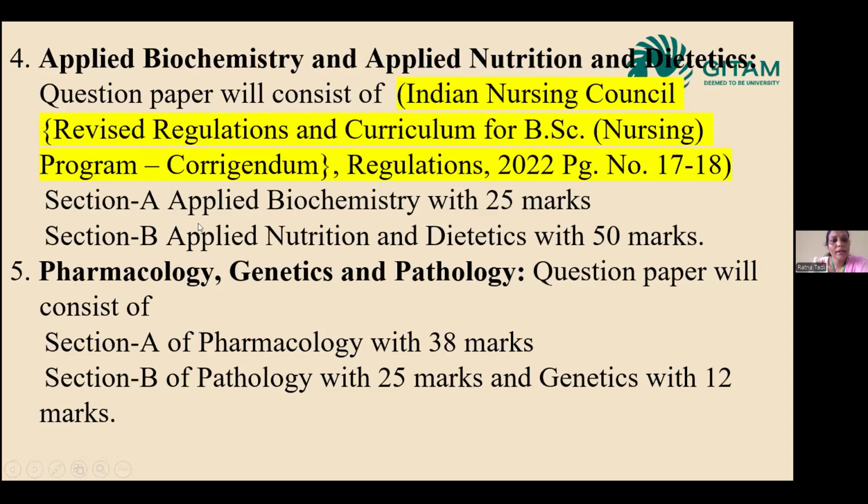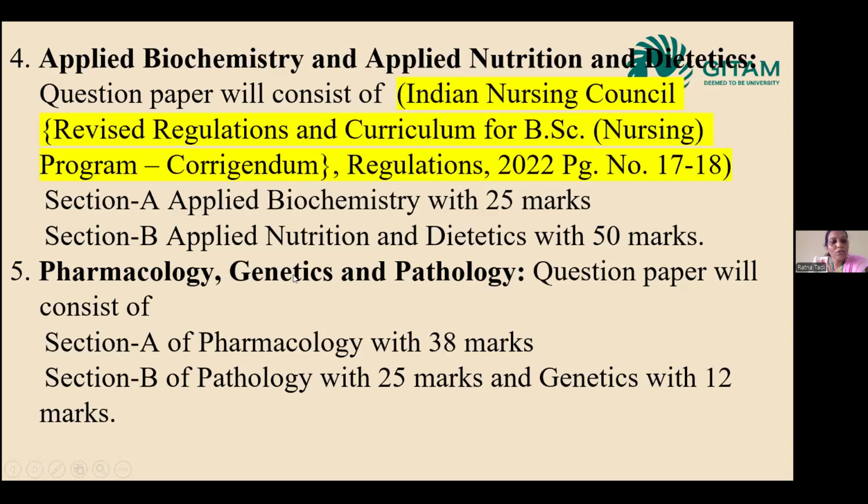Then fourth, I highlighted the syllabus from 2022 because according to INC they have given slight changes. Actually, they just shuffled the names from here to there. In the previous syllabus, nutrition was part A, but now they made biochemistry part A. So part A is applied biochemistry with 25 marks, and section B is applied nutrition and dietetics with 50 marks. So we don't have to stick with only one syllabus. We need to check the other 2022 revised syllabus also in order to get the exact pattern of examination.